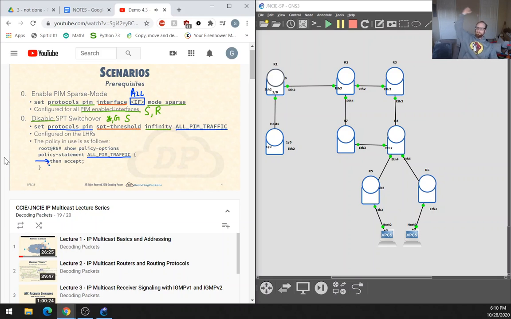Essentially, once this policy is tied into an SPT threshold, it raises the SPT threshold to infinity for all of the S,G entries. So all of the multicast traffic on this particular LHR will not be subjected to SPT switchover, and that is our purpose here. So these are the two prerequisites. Now it's time to cover the scenario.